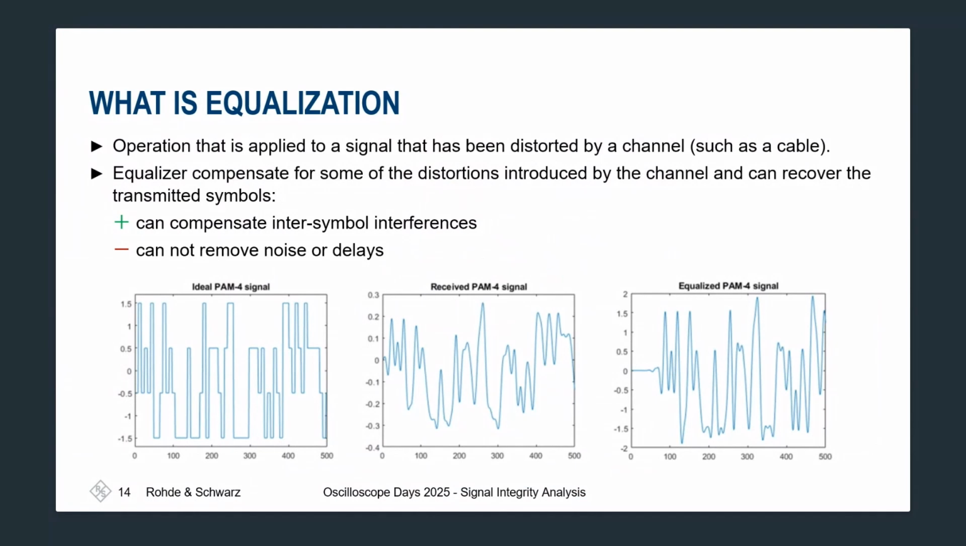We can see that with this middle image in the center, we have our ideal one and then what we're actually measuring. And then we can essentially pull those highs and lows and levels of this PAM4 signal so that we can actually get the definitive levels that we're looking for so that the receiver can understand what it is it's being spoken to about.